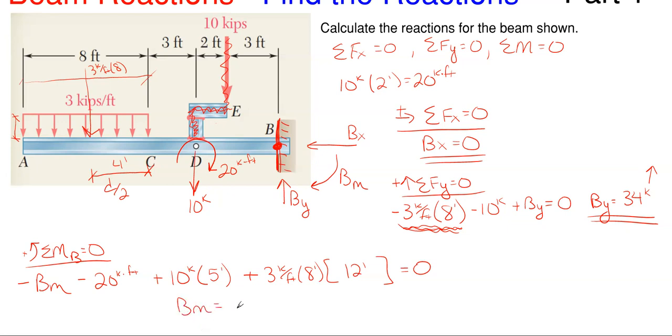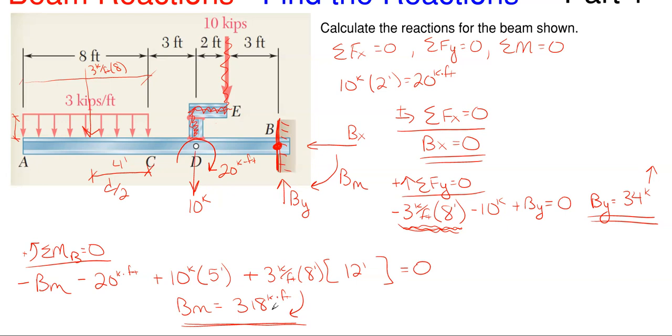And this would pop out to be 318 kip feet. It came out to be a positive number, so I know my original arrow direction of clockwise was the correct direction. I assumed correctly. So therefore, I found all my reactions. I got B sub x, B sub y, and my moment there at my reaction.